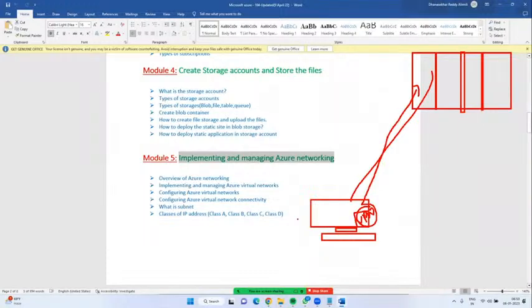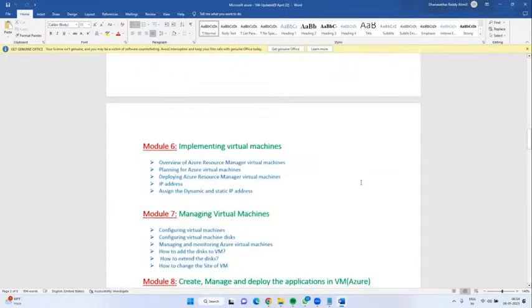So how can we create our own VPN, a virtual private network? How can we host those services within the private network and access them within the network? We will see all that in the networking topic. What is a virtual network? What is a subnet? How can you enable the rules, ports, and how to associate these ports with a particular network? We will see all that in networking. That is module 5.